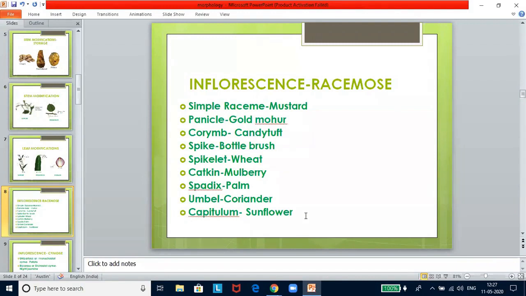So I give you 2 minutes time for you to copy this because this is very, very important. They don't ask you the details, but they will ask you the kind of inflorescence, though it is not there in the NCERT text.